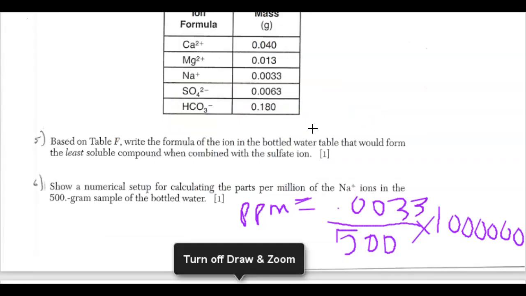All right, so you're looking at the proper setup for number 6. Your mass of your sodium ions, 0.0033, divided by the mass of the sample. That's the sodium ions plus the water, times 1,000,000. Don't forget the 1,000,000, otherwise you're going to get it marked wrong. You don't have to calculate the answer, you just had to show the setup. One more question right now.